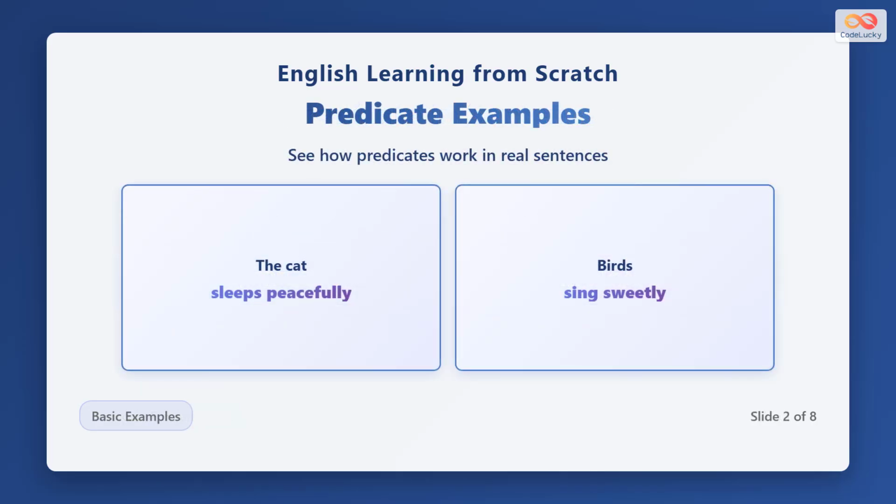Predicates show the action or state of the subject. In simple sentences like "the cat sleeps peacefully," the predicate is just the verb and its modifiers. Predicates can describe actions like sings sweetly or states like is happy. They help us understand what is happening or being described about the subject.